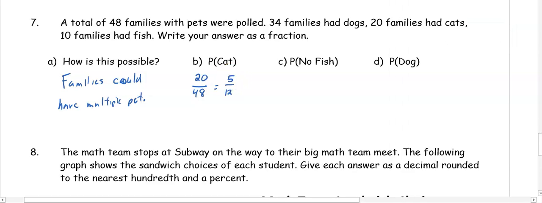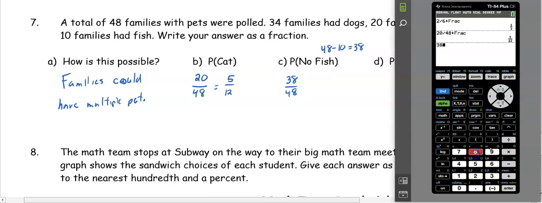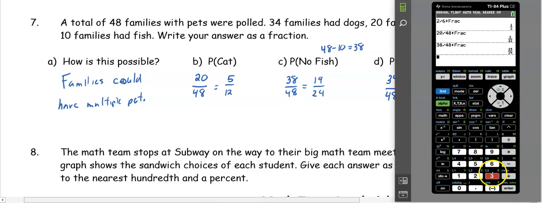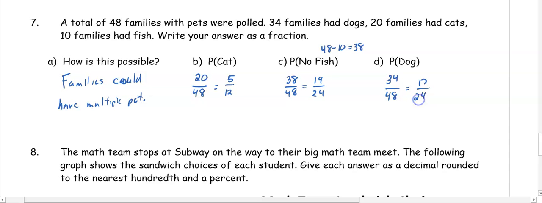What's the probability that they do not have a fish? So if 10 of them have a fish, that means 38 do not. So 38 divided by 48, math, enter, enter, and that reduces to 19 over 24. What's the probability that they have a dog? There are 34 people with dogs out of 48 families. So 34 divided by 48, math, enter, enter, gets us 17 over 24.